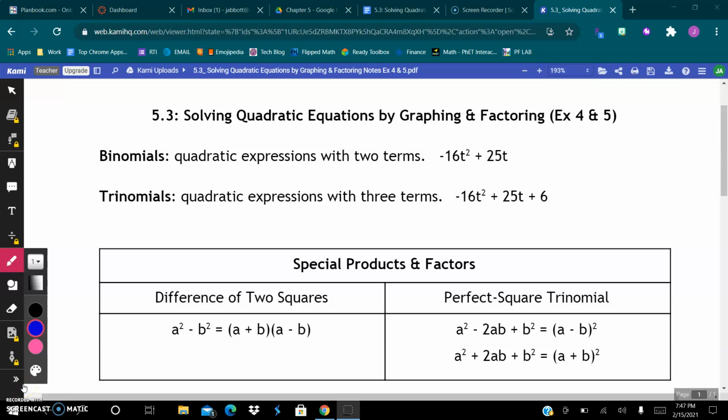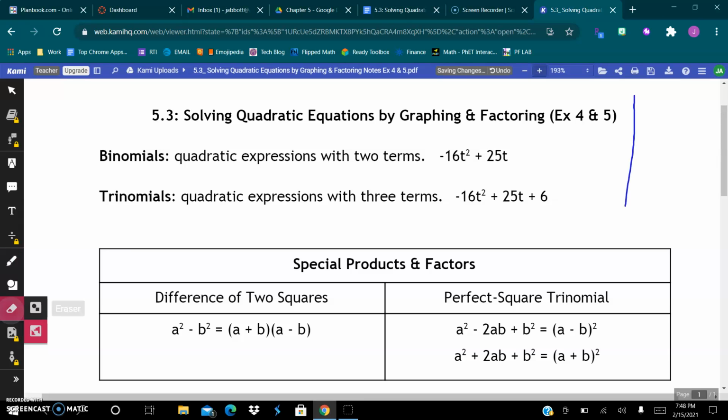For the last part of section 5.3, we are going to be looking at special products and rules that will help us work faster through solving quadratic equations by factoring. So to start off with, we have two vocab words here, binomial and trinomial. A binomial is a quadratic expression that has two terms, so two chunks. And a trinomial is also a quadratic expression, but it has three terms.